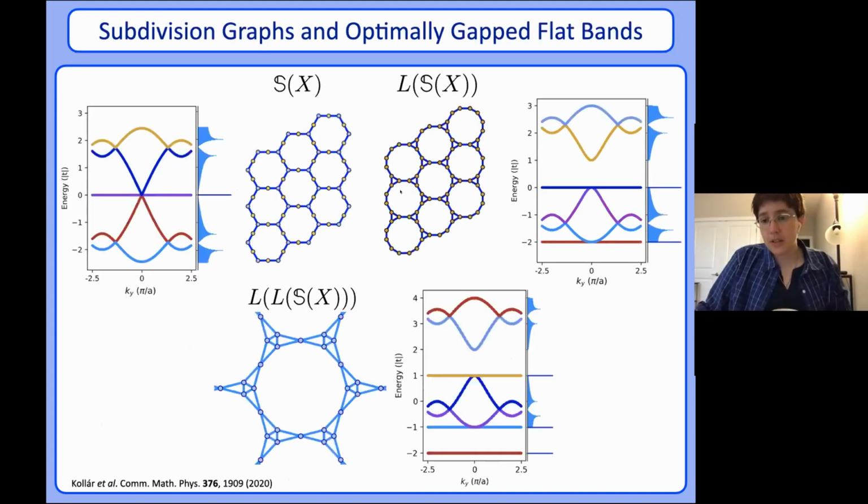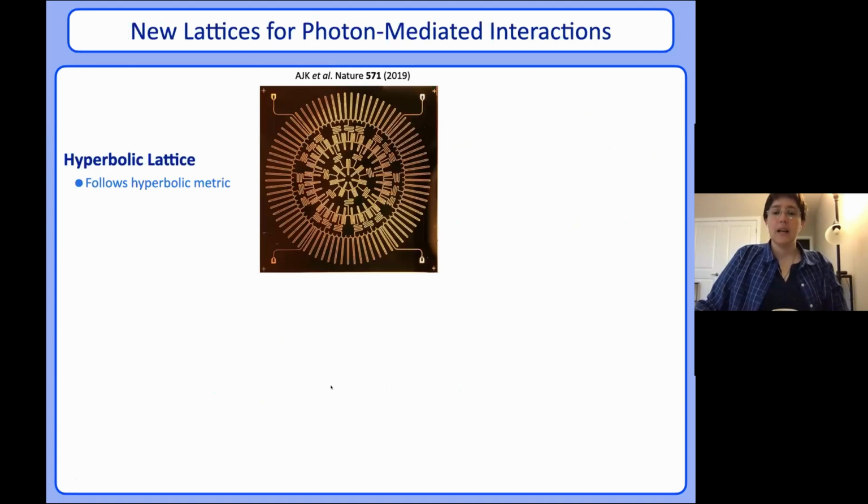And so when you use this for the layout, the line graph, the effective model for the photons looks like this. And it has a flat band at -2 with a very, very large gap. In fact, the largest possible gap. And so putting that all together, we have these two unique properties, namely this deformability and this innate tendency to form flat bands. And each of these leads to interesting photon mediated spin models.